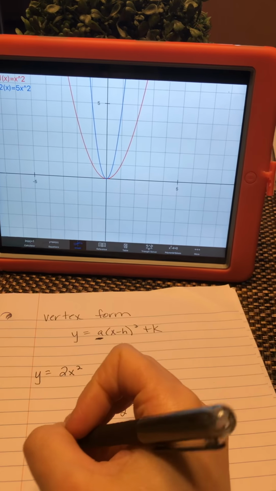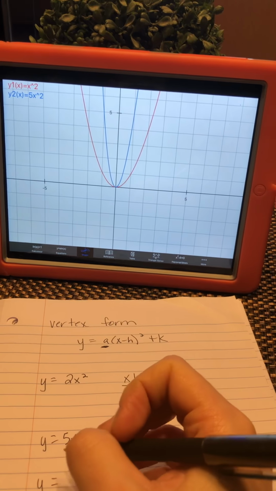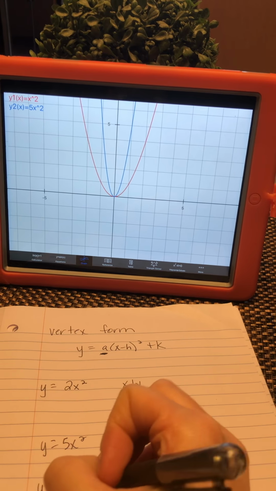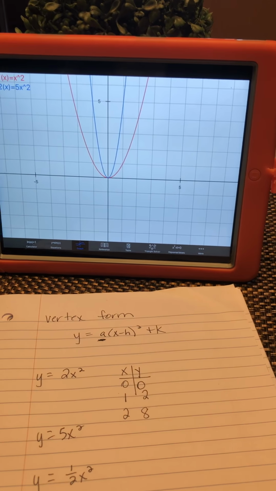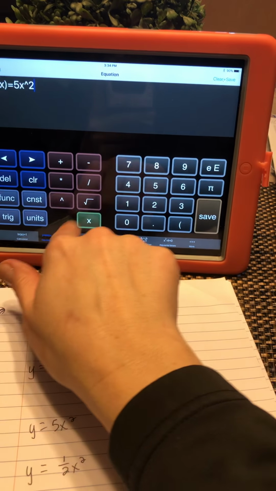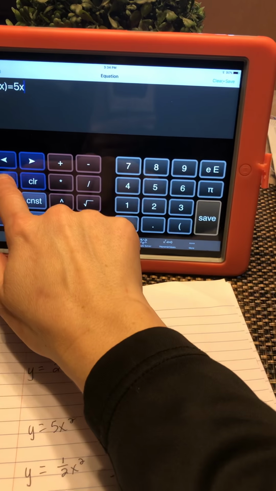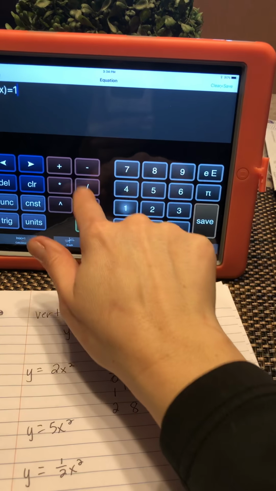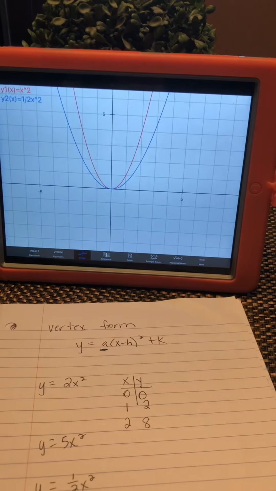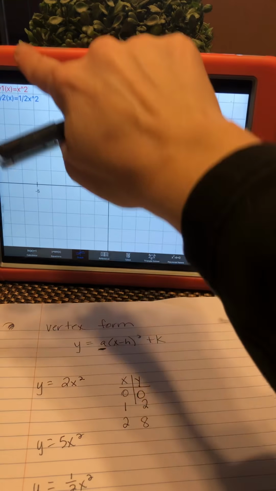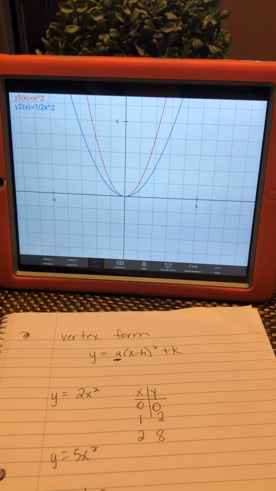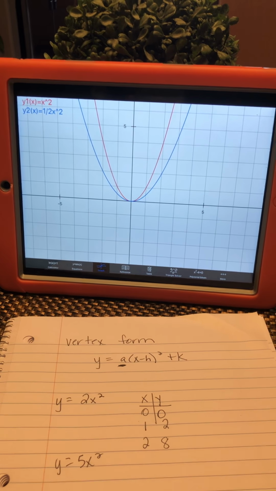So what else could happen with that a value? So what if I have an a value of 1/2? So any predictions on what would happen if I would change my a value to 1/2? I could do 1/2 x to the second. So this is going to make that parabola wider than the parent function. And what we say there, when it's wider like that, we say that it's a vertical shrink.